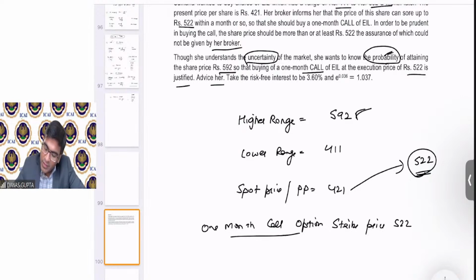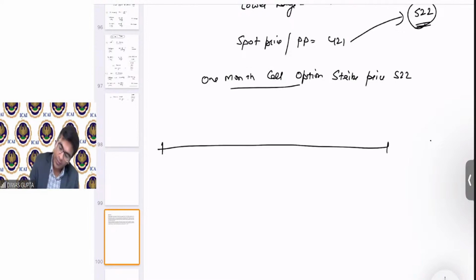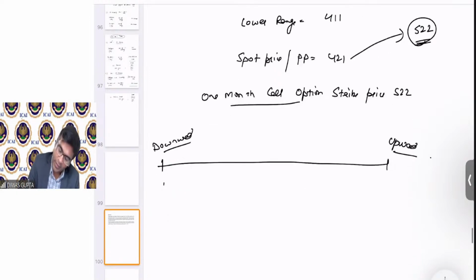Advise her, take the risk-free interest rate to be 3.60 percentage, and they have given us the continuous compounding numbers also. Okay. So we are clear. There are two options, right? The downward and the upward calculation we can do. 411 is the downward divided by 421, which is the current price. This is the ratio of downward. Similarly, the ratio of upward will be 592 divided by 421.